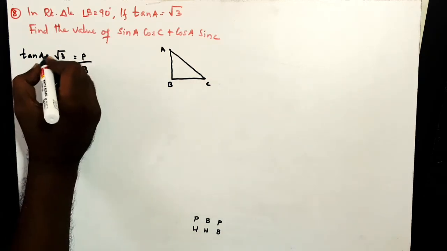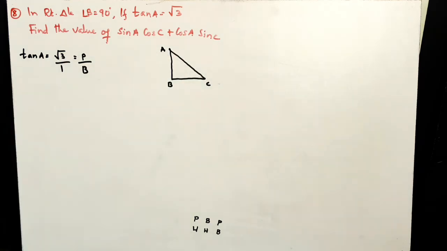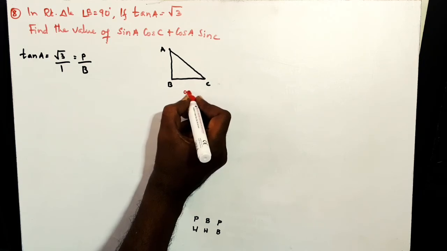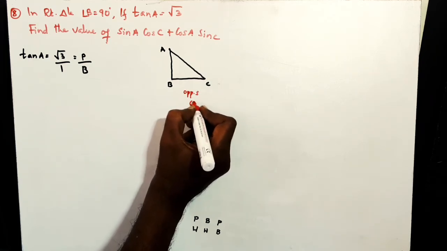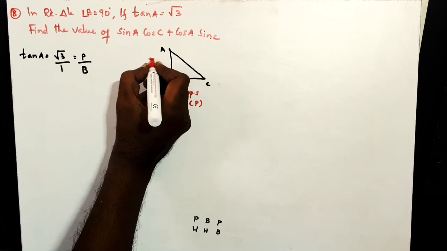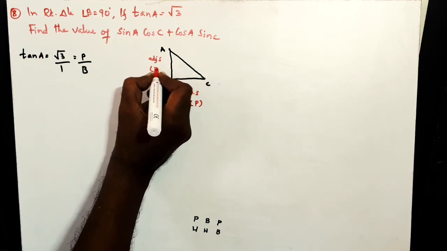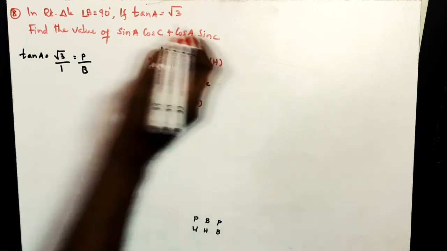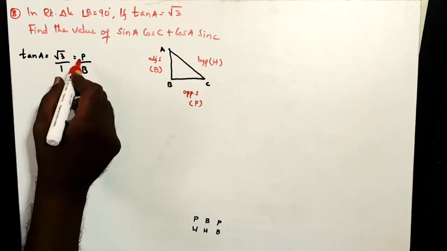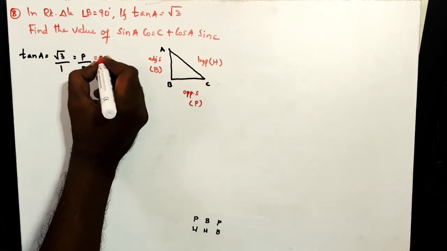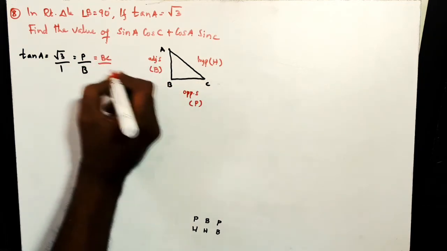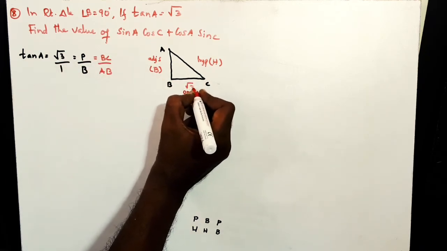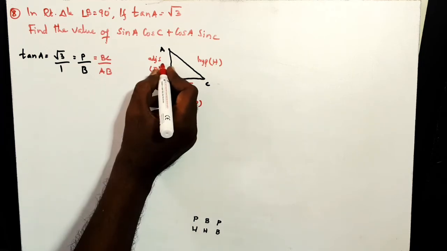As we know, Pandit Badri Prasad Hara Hara Bole, tan is P by B. So this is the angle A. What is the opposite side? The side opposite to this is the perpendicular, the adjacent side is the base, and this is the hypotenuse H. Now here P means BC, B means AB. So BC is equal to root 3 and AB is equal to 1.